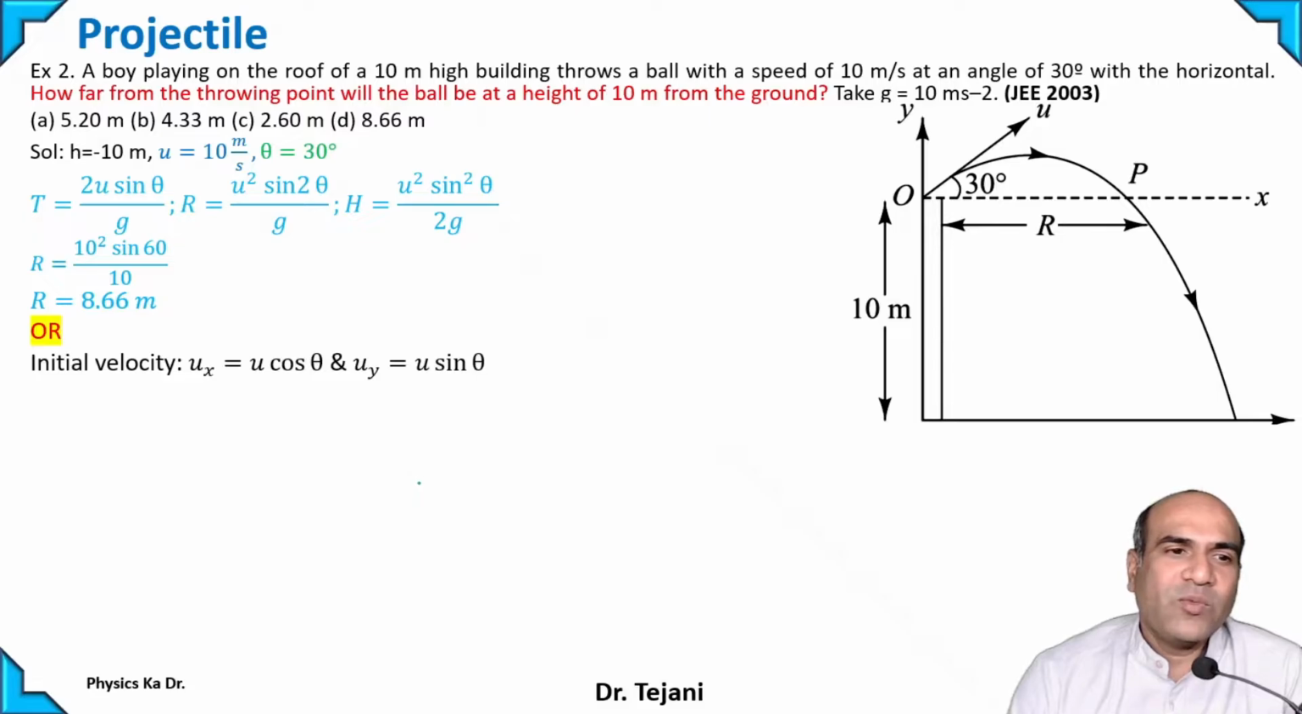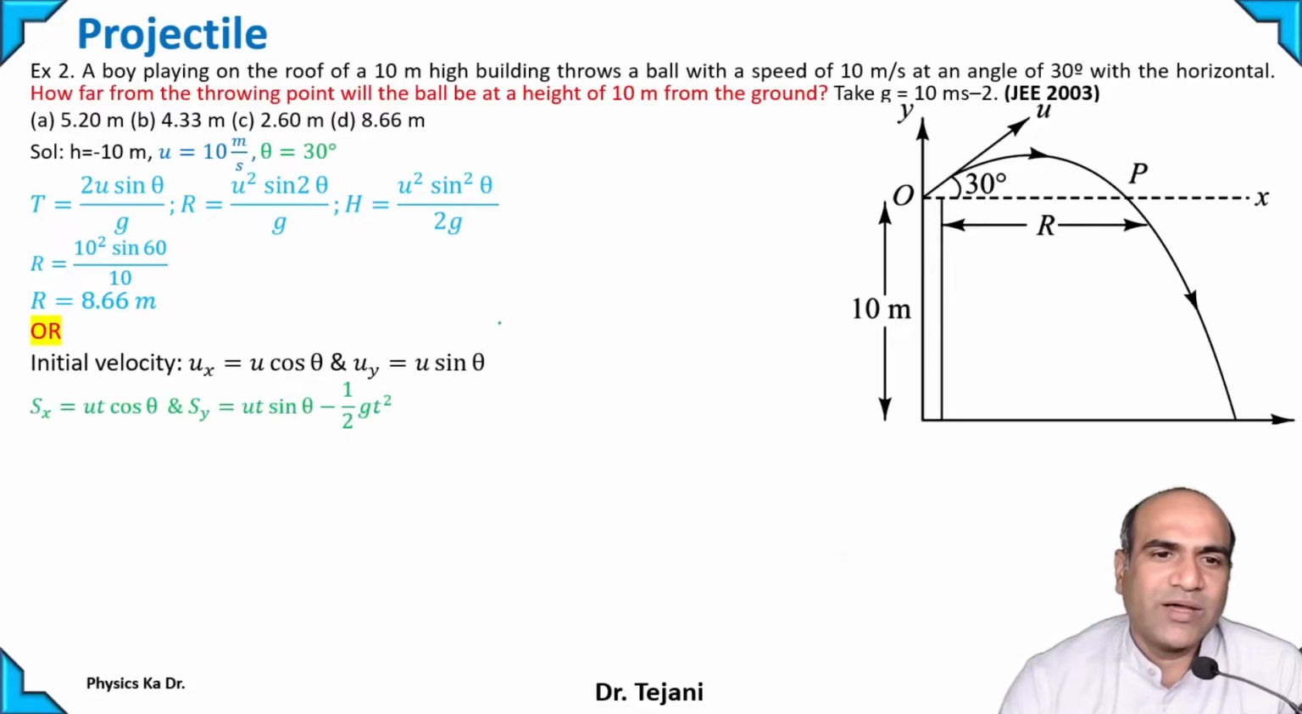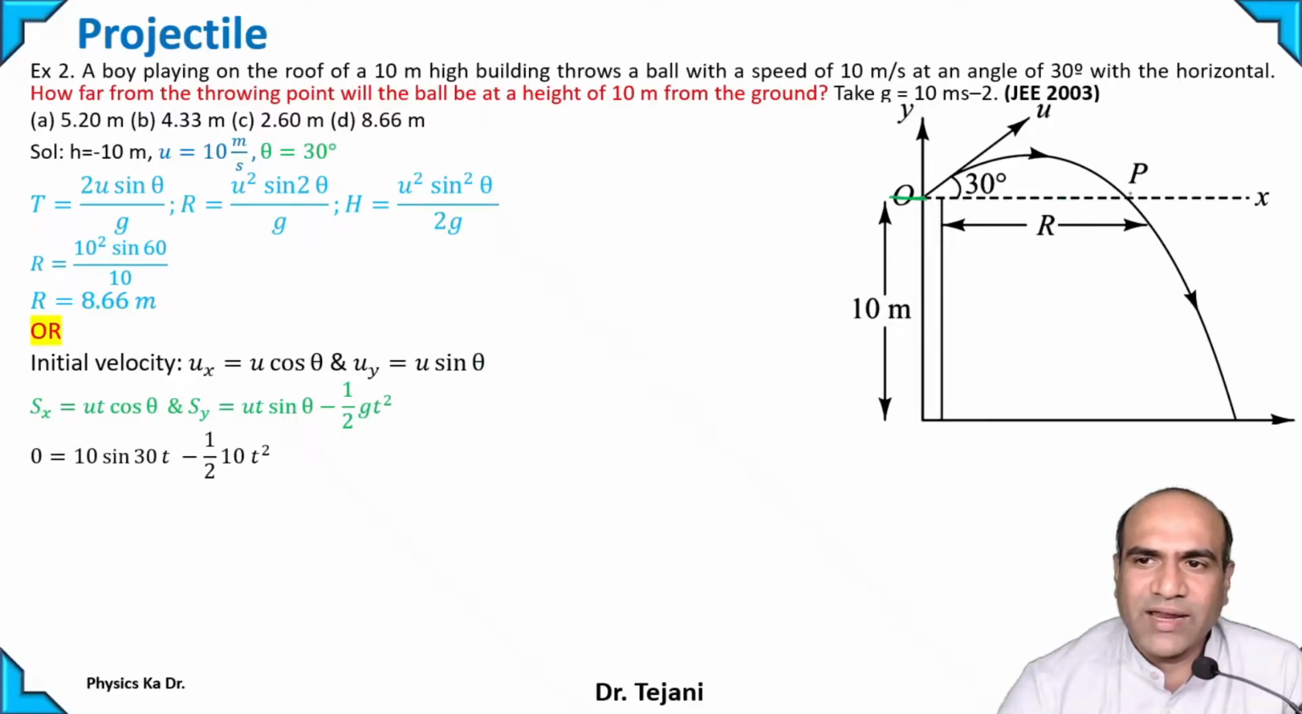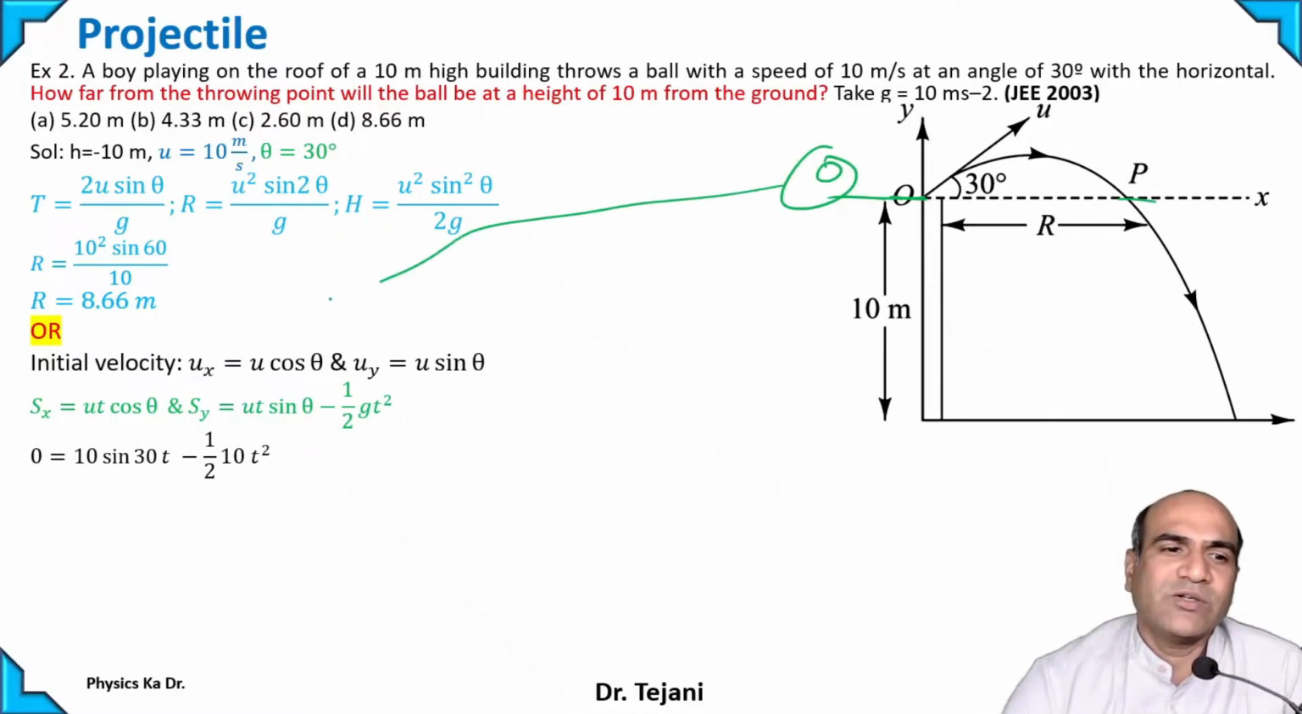Or, as I mentioned earlier, velocity ux is equal to u cos theta, uy is equal to u sin theta. You can take sx is equal to ut cos theta, and you may derive these two equations or remember these two equations, whatever you want. And you can take distance. So see, we are starting and we are ending here, so this distance becomes 0. You can put this distance 0 here and put all other values.